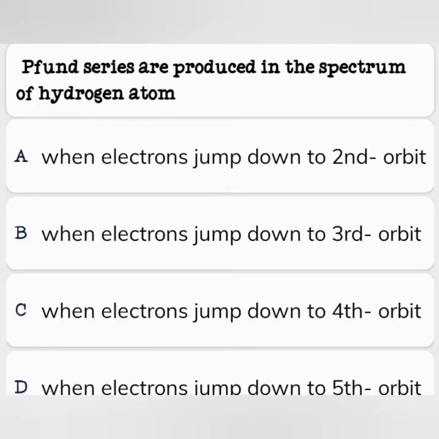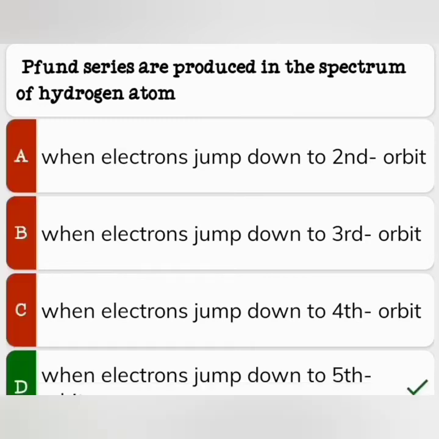Paschen series is produced in the spectrum of hydrogen atoms. A, when electron jump down to second orbit. B, when electron jump down to third orbit. C, when electron jump down to fourth orbit. D, when electron jump down to fifth orbit. Right options, आप अपने comment section में लिखें। Yeah, so the right option is D, when electron jump down to fifth orbit.